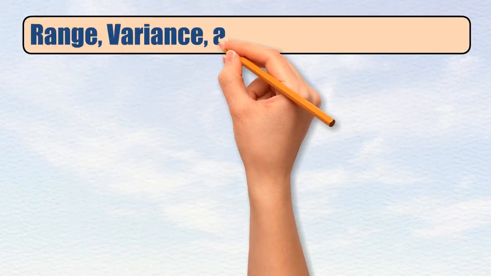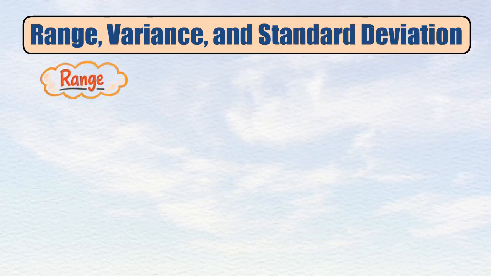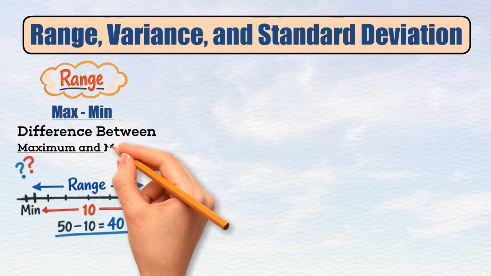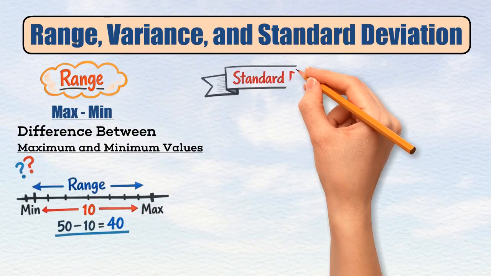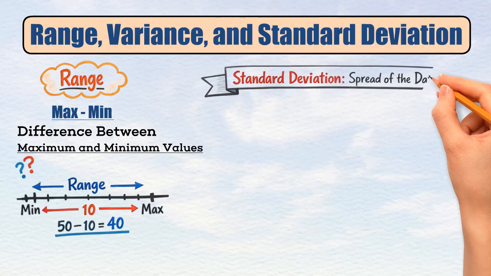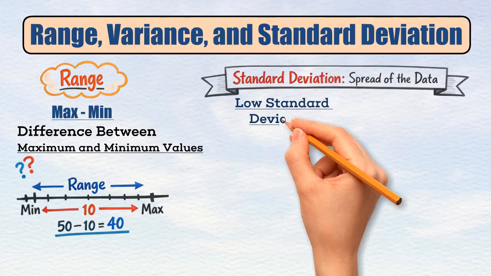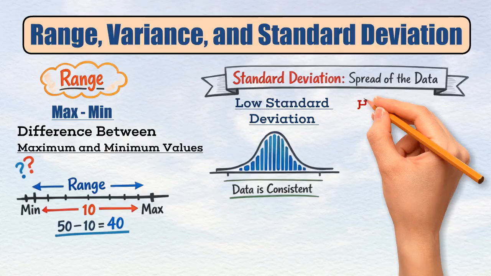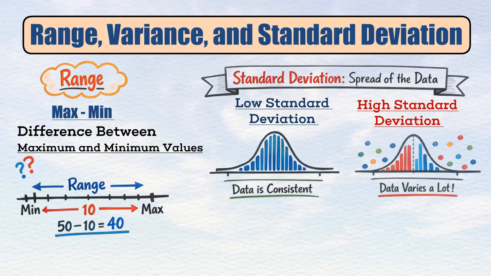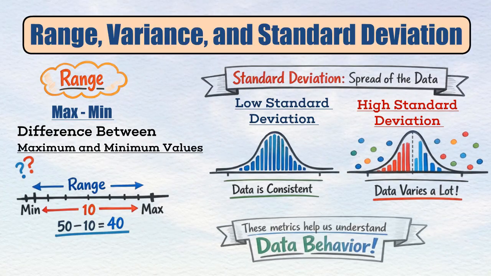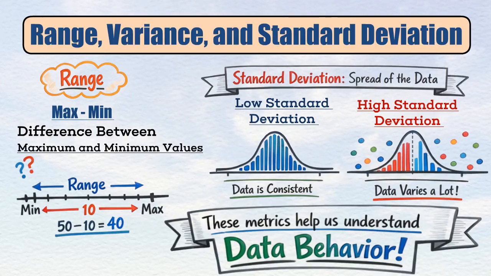Range, variance and standard deviation. Range shows the difference between maximum and minimum values. Standard deviation tells us how spread out the data is. Low standard deviation means data is consistent. High standard deviation means data varies a lot. These metrics help us understand data behavior.